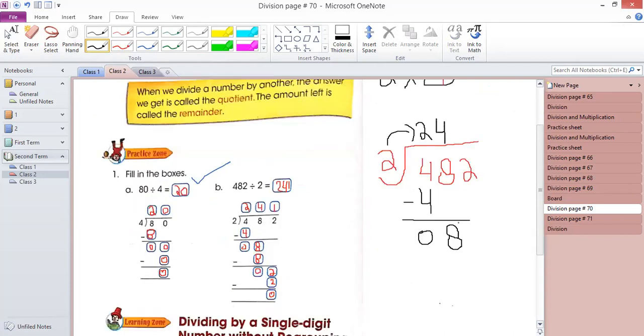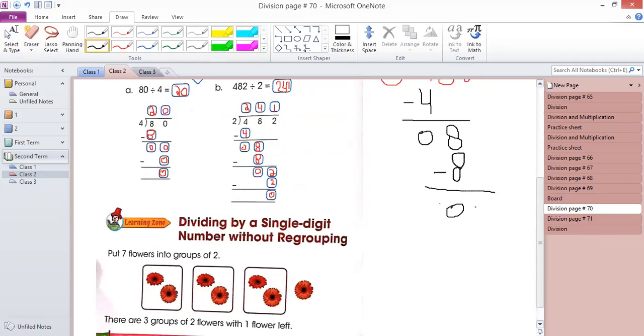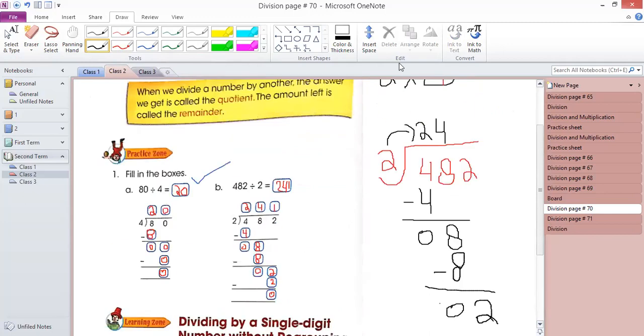8 divided by 2 is 4. Now multiply this 2 with 4. 2 fours are 8. And take the difference, 8 minus 8, 0. Now you have to divide this 2. So now you have to divide 2 by 2. So guys, 2 divided by 2 is equal to?